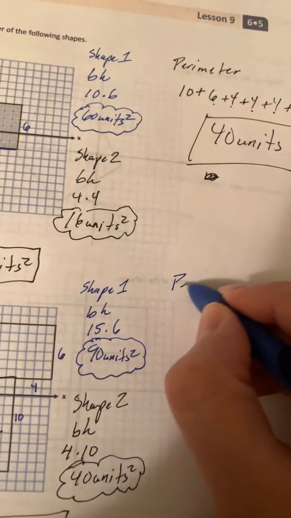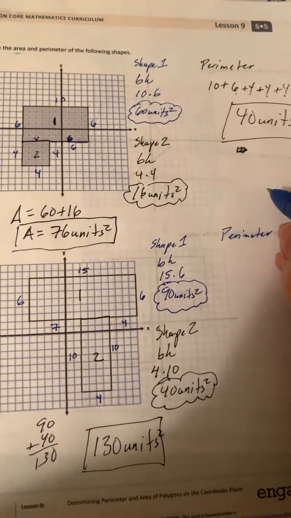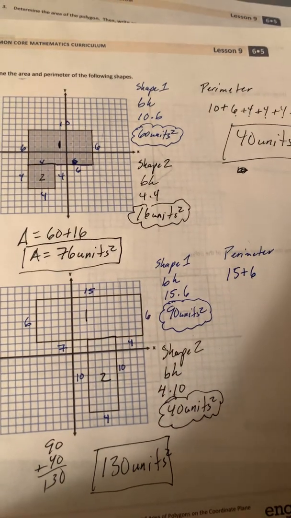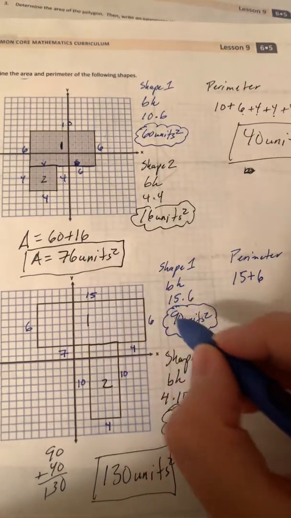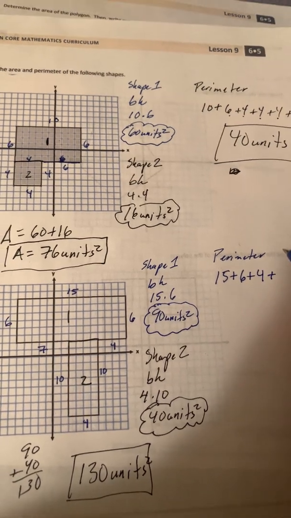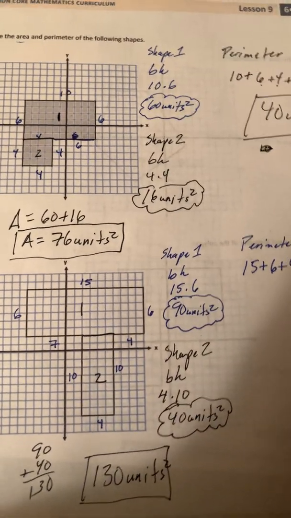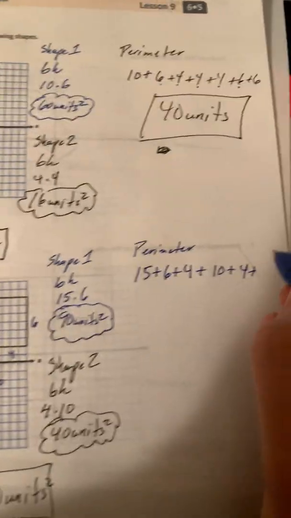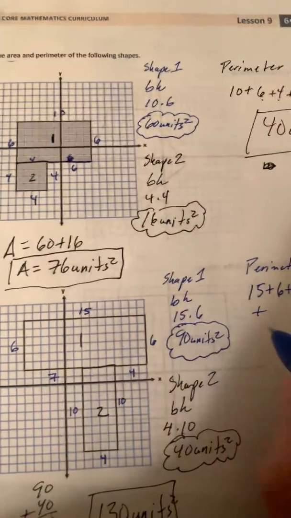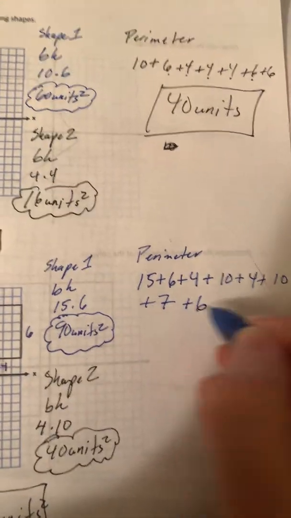So perimeter. Here we go. I'm going to begin with 15 plus 6. The next one, 15 plus 6 plus 4, plus 10, plus 4, plus 10, plus 7, plus 6. It's a lot of numbers.